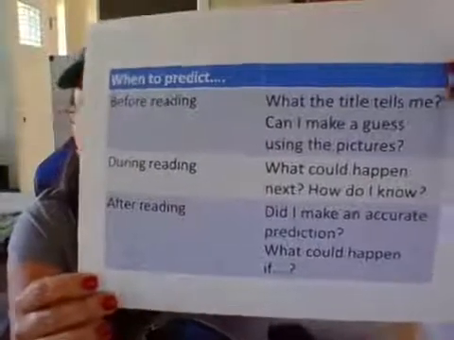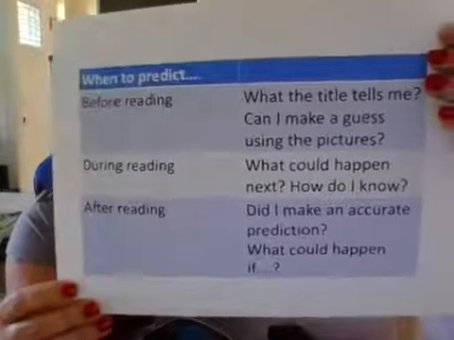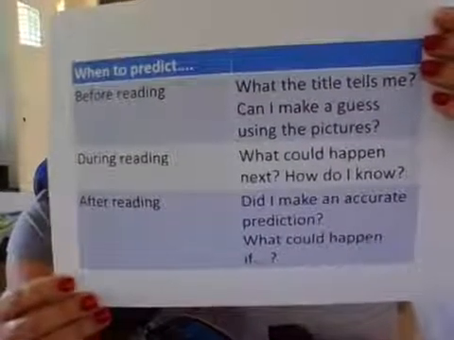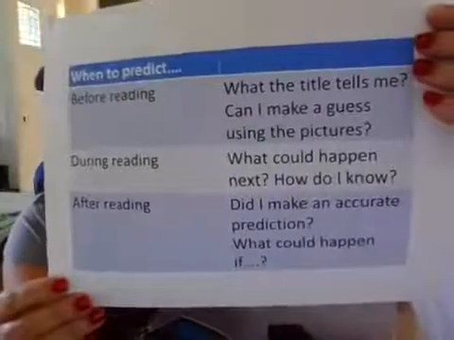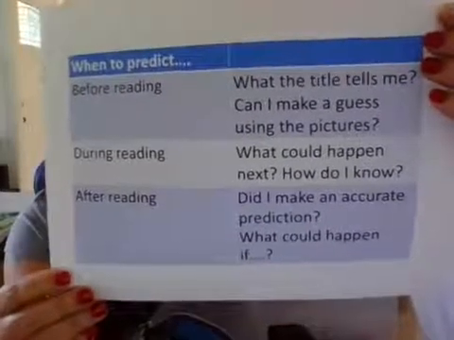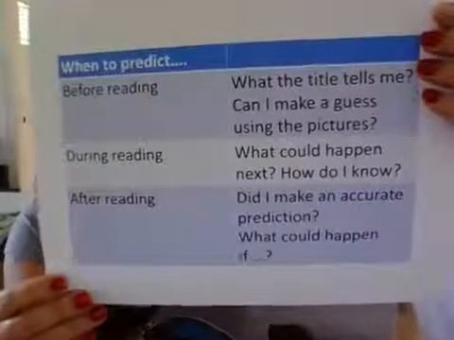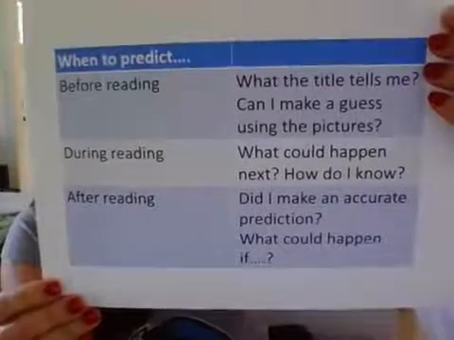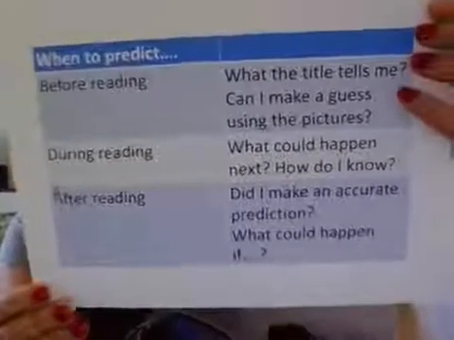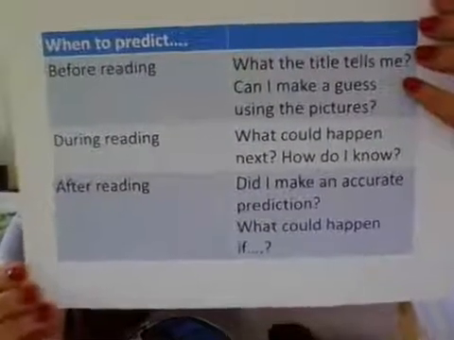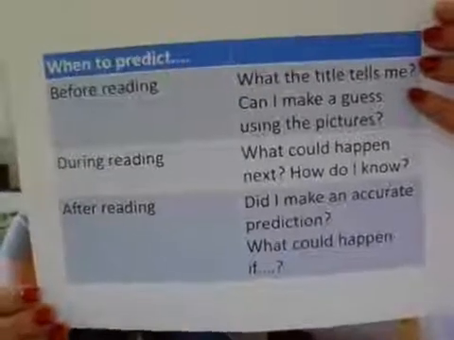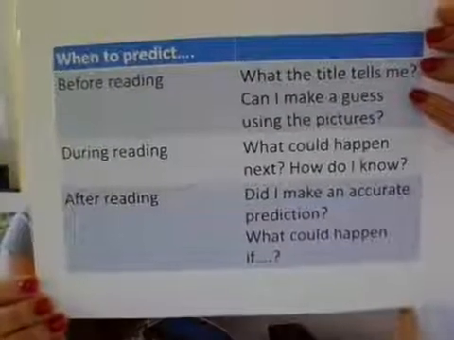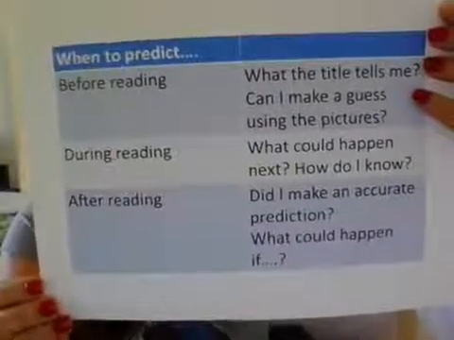Before we read, let's look at the title. What the title tells us. Can we make a guess of what the book is going to be about? Can the pictures help us on making these predictions? During our reading, we can also have some stopping points and then ask ourselves, what could happen next? How do we know? Let's always look for our text evidence that supports our thinking. And finally, at the end of our reading, we're going to evaluate our prediction. Did we make an accurate one?